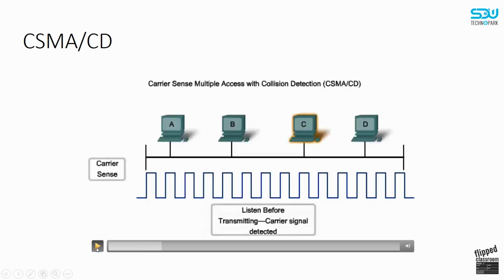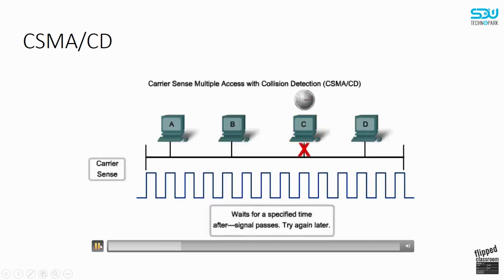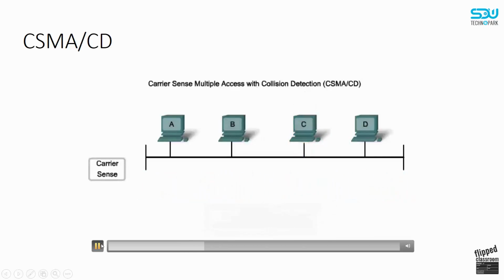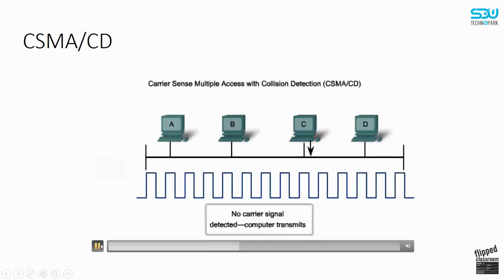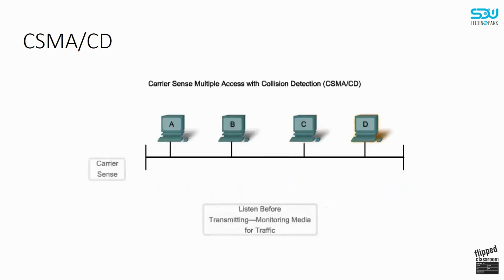And in our example, computer C understands that there are some communications in use right now, and that is why computer C will wait. Okay. After waiting, computer C will try to listen for the media one more time before starting to send the information, and computer C understands that there is no communication happening right now, and computer C can send the information.